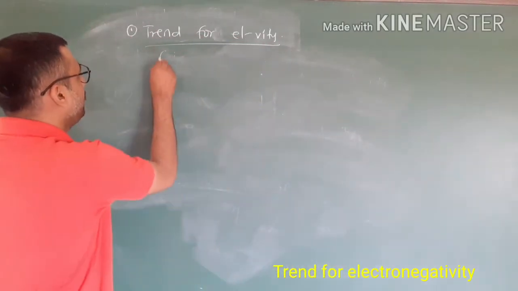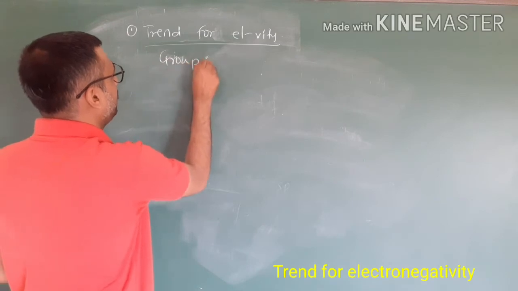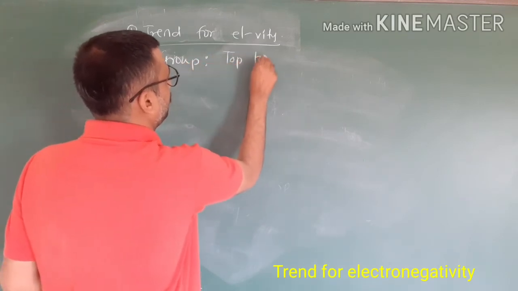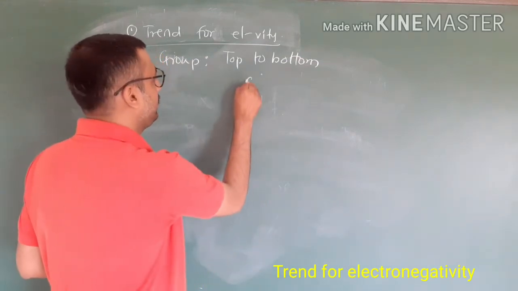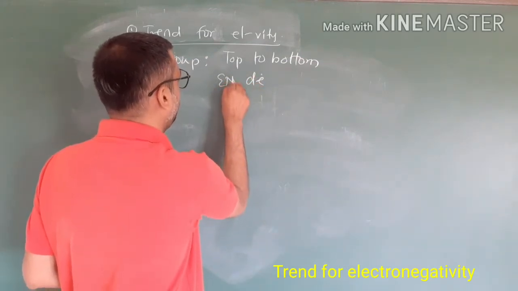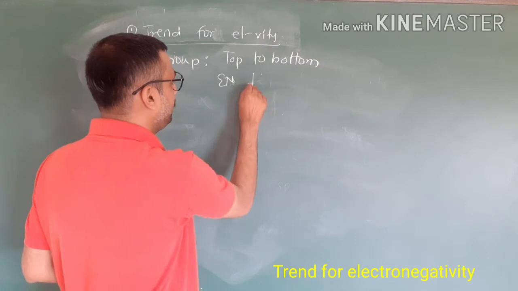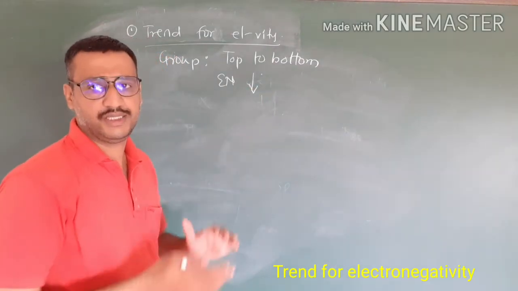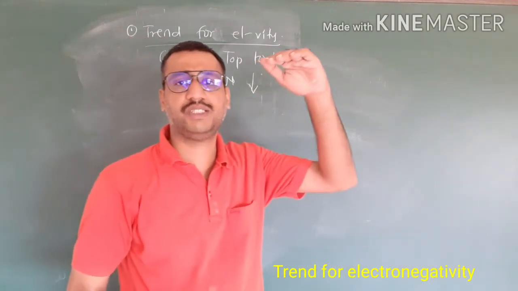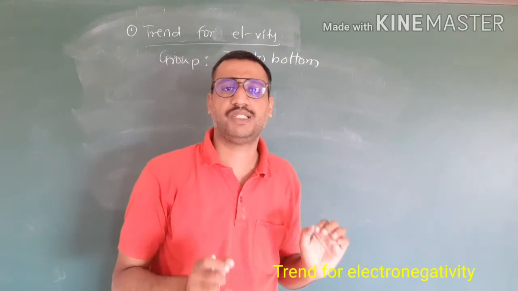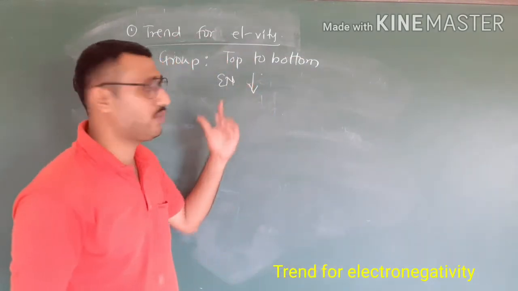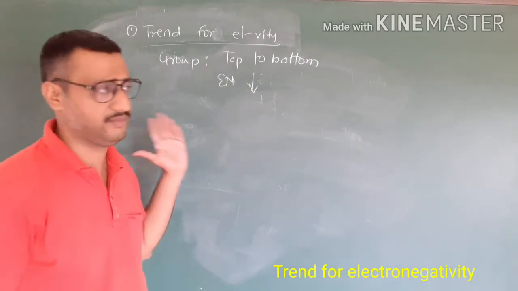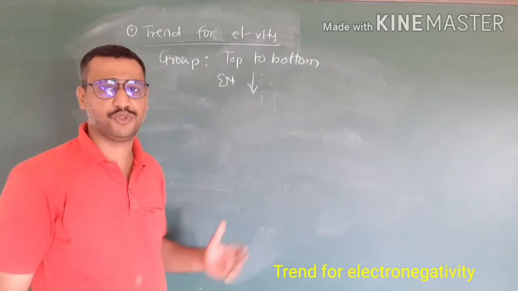It's a simple one. In a group, what happens? From top to bottom, electronegativity values decrease. Why do these values decrease? The reason is easy. From top to bottom, atomic size increases, effective nuclear charge decreases, and screening effect increases. That's why electronegativity decreases from top to bottom. Very easy. The elements in different groups are known to you.